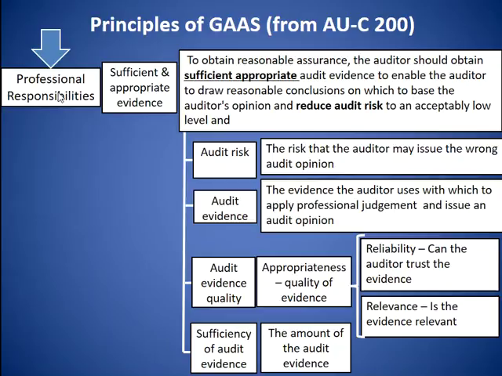So that's what we mean when we say to obtain reasonable assurance. The auditor should obtain sufficient appropriate audit evidence to draw reasonable conclusions. And examining that audit evidence and applying professional judgment will help reduce the audit risk of the entity.